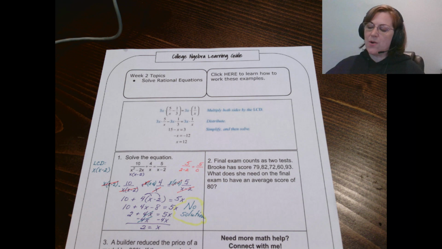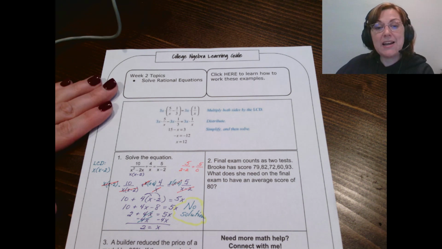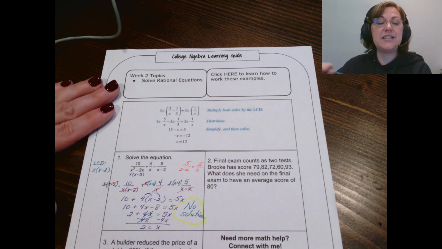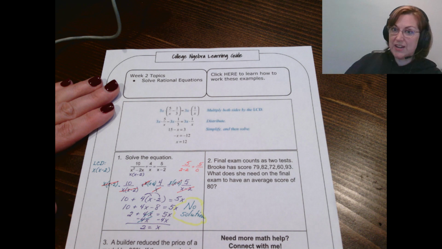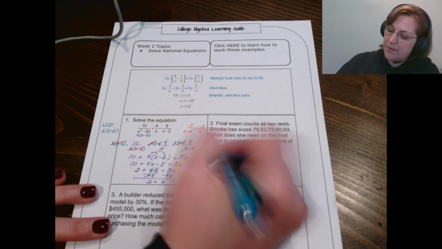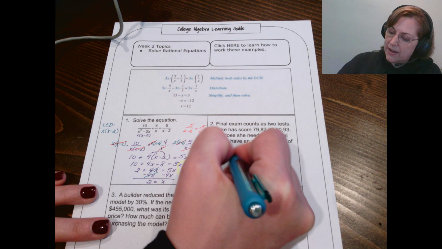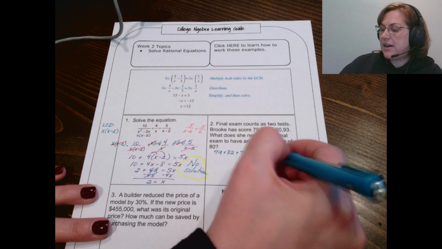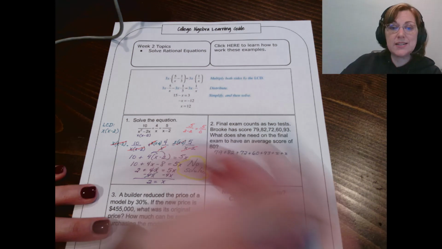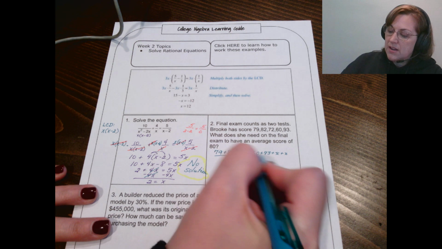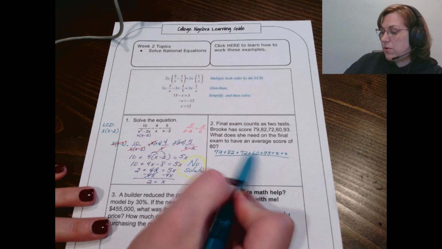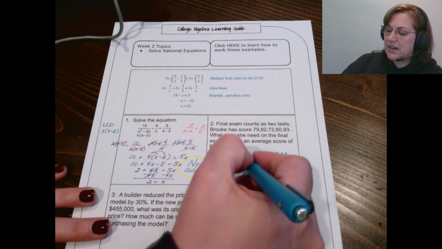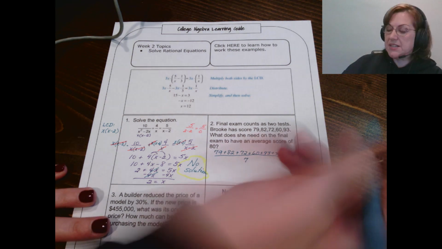All right, look at number 2. It says the final exam counts as 2 test grades. Brooke has scores of these. What does she need to have on the final to get an average of 80? Now, you and I remember that finding an average is about adding and dividing by the number that's there. So let's add these test scores up. And then we need 2 final grades, right? I'm just going to call it x. I put it in there twice because remember it counts twice. If it counts twice, then I have 1, 2, 3, 4, 5, 6, 7 test grades that I'm going to divide by. And I want this to be at least an 80.